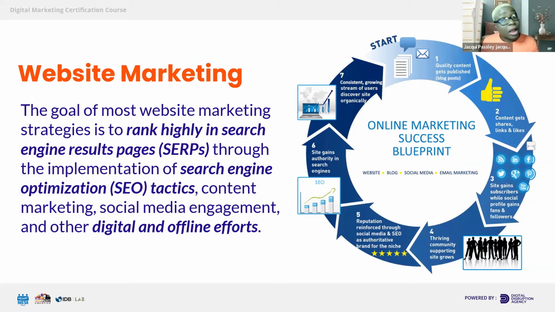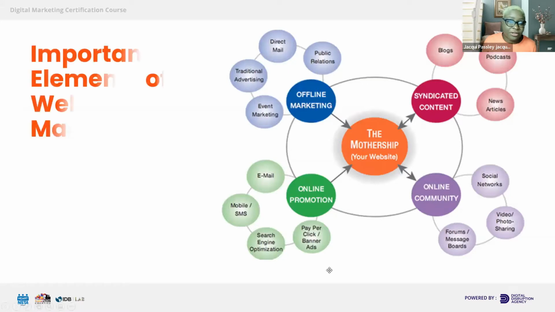It takes a while. You can pay for it, but SEO is usually organic. It becomes not organic when we talk about search engine marketing, but SEO is usually an organic kind of strategy. Anyway, guys, number 7 is consistently growing your streams of users who discover your site organically through SEO, right? So you're using social media, you're using email marketing, you're sending people to your website, and it just becomes that cycle, right? And this is how you can create a really good strategy for yourself.